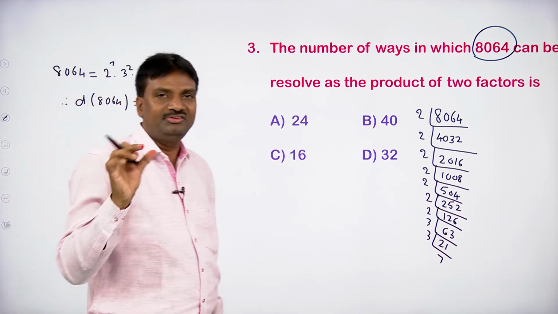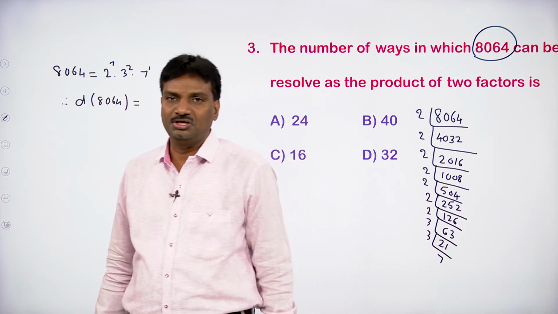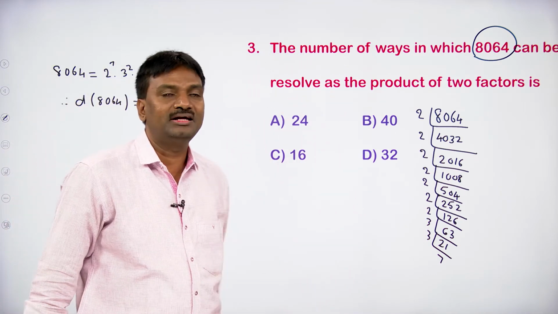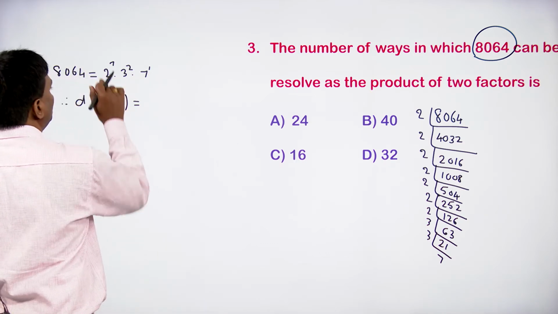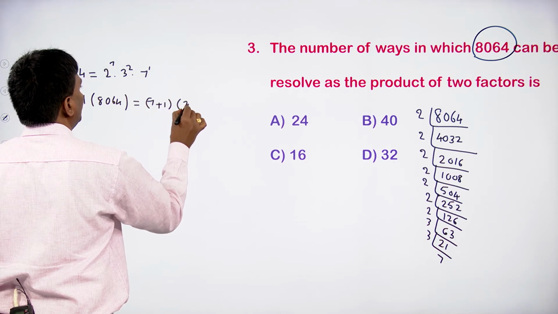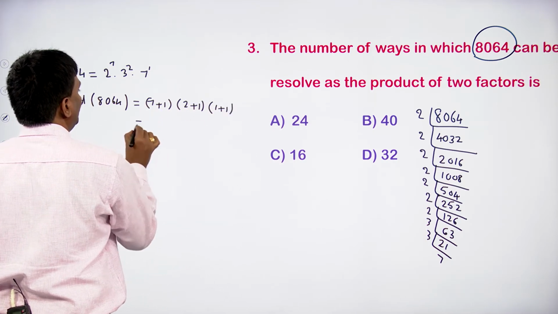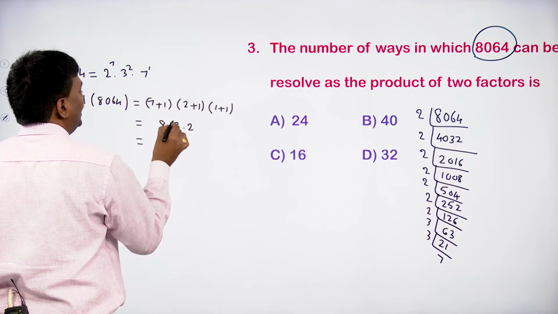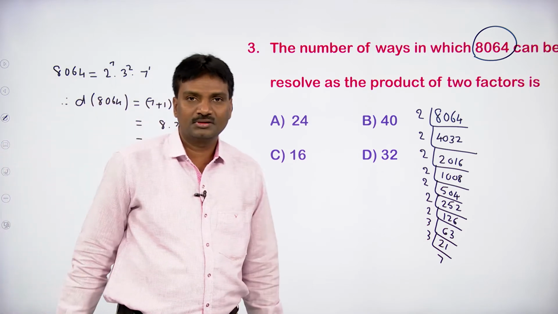The number of divisors of n is denoted by d of n. Here n is nothing but the given natural number, that is 8064. So therefore d of 8064 equals (alpha 1 plus 1), 7 plus 1, into (alpha 2 plus 1), 2 plus 1, into (alpha 3 plus 1), 1 plus 1. 7 plus 1 is 8, 2 plus 1 is 3, 1 plus 1 is 2. 8 times 2 is 16, 16 times 3 is 48.